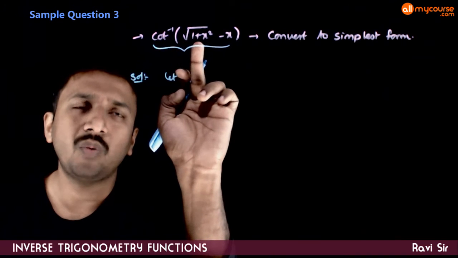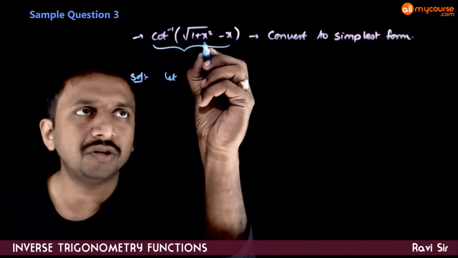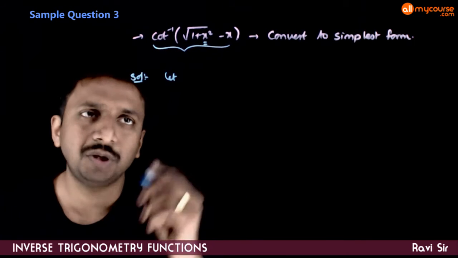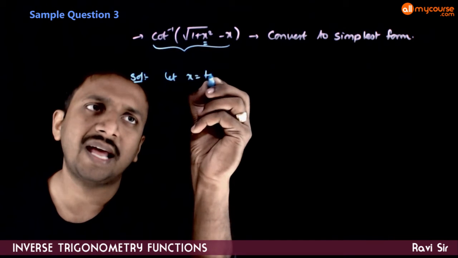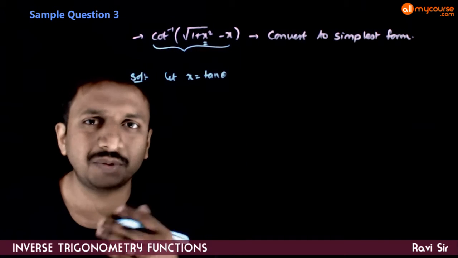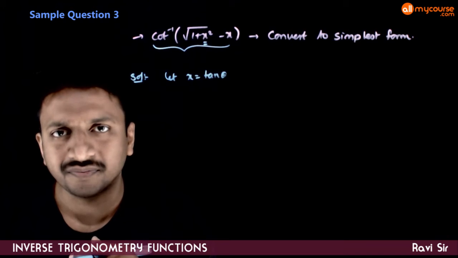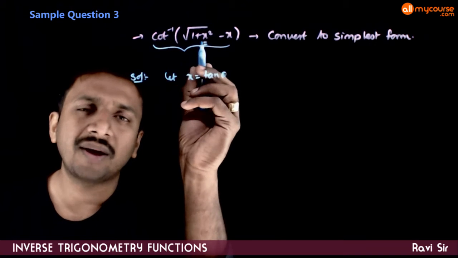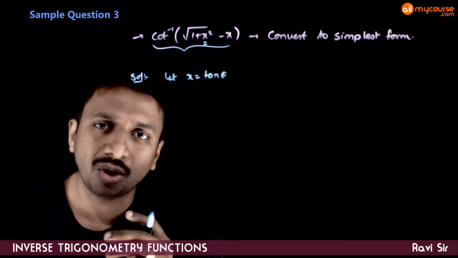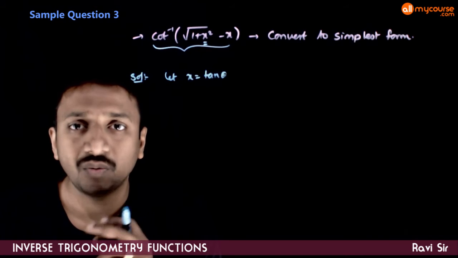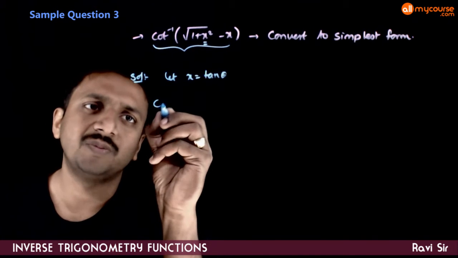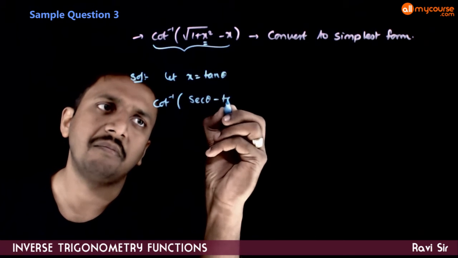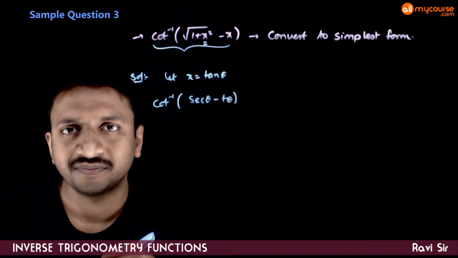So we have root of 1 plus x square. What should you substitute in the place of x so that the root can be removed? I'll substitute x is equal to tan theta. You can as well substitute x is equal to cot theta also. So let x is equal to tan theta. Then root of 1 plus tan square theta is root of secant square theta, which is secant theta. So this becomes cot inverse of secant theta minus tan theta.